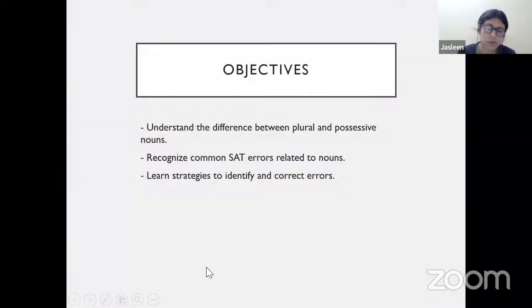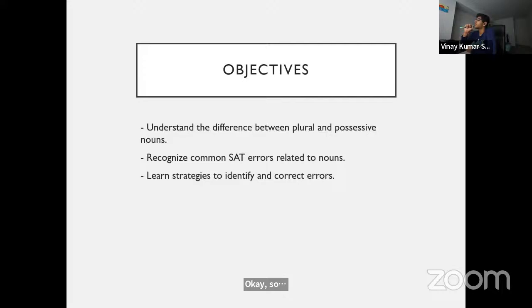Okay, so the objectives. Can you read the slide? Understand the difference between plural and possessive nouns. Recognize common SAT errors related to nouns. Learn strategies to identify and correct errors. Perfect.